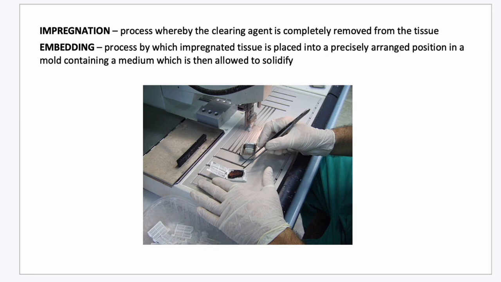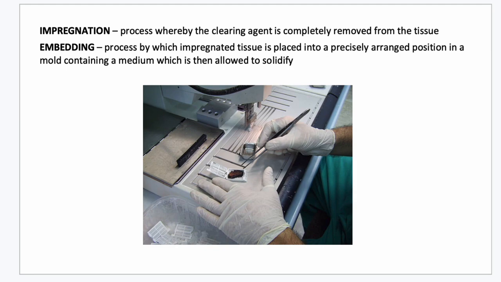We have already discussed that in the prelim. I-replace nato to siya with a medium that will fill all the natural spaces, mga cavities in the tissue. So even katong space nga naa sa sulod sa cells, and that will set to a sufficiently firm consistency para dapat firm siya, para pag i-cut nato siya to thinner slices, dili siya maguba. Okay? So your embedding is the process by which the impregnated tissue is placed into a precisely arranged position in a mold, no? Kailangan na mold containing a medium which is then allowed to solidify.